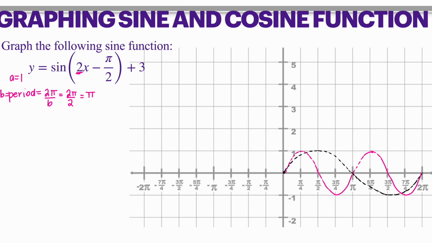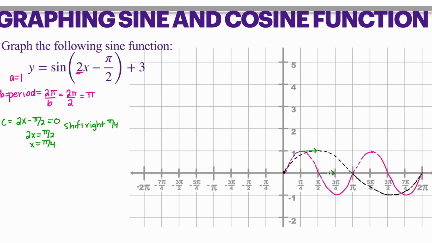That is B. And now we're going to do the shift. So C, that is where we're going to take the entire parentheses and set it equal to 0, which means we're going to add pi over 2 to both sides, and then divide by 2, which is pi over 4. That means it is going to shift right pi over 4, so we're here at the pink.